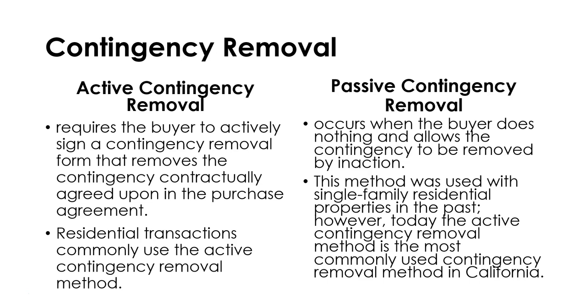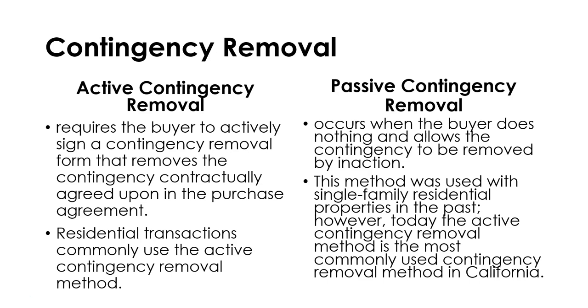whereas with passive contingency removal, it just occurs when the buyer does nothing and just allows the contingency to be removed by inaction. So let's say the contingency is for 17 days. If you didn't rescind the contract after the 17th day, and you felt like you wanted to continue on, you would just keep up with the contract and the contingency would be automatically removed on the 17th day. So this isn't really popular anymore.